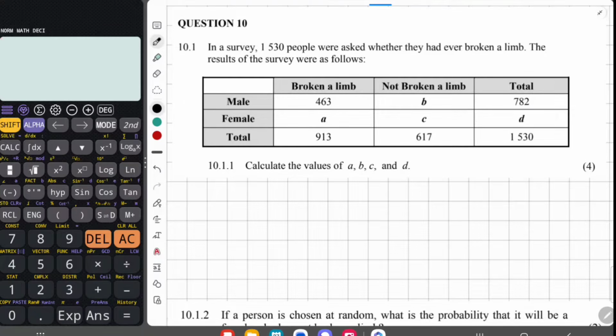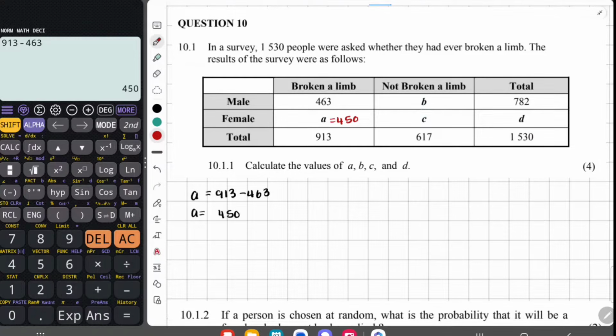So we can start in alphabetical order because that would just be easier. So to find A, we're going to say the 463 people plus A will give us that. So it means that A would be equal to 913 minus 463 people. And A gives us a total of 450 people. So now we have A, you can fill that in as you get it. So A is equal to 450 people. We can go ahead and find B.